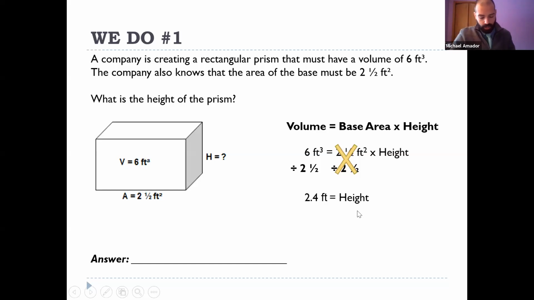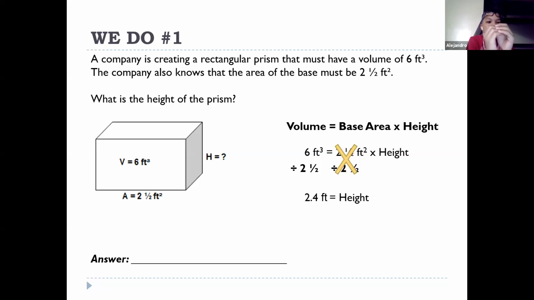All right, what we're going to do now is a quick share out. I'm going to ask one person to explain what surface area measures and how we find it. Then I'm going to ask another person to explain what volume measures and how we find it. And then we're going to move into IP. So surface area, Alejandro, what is surface area and how do we find it?